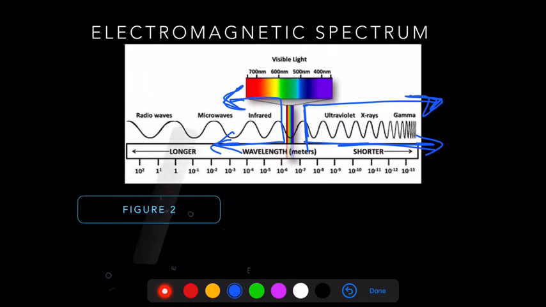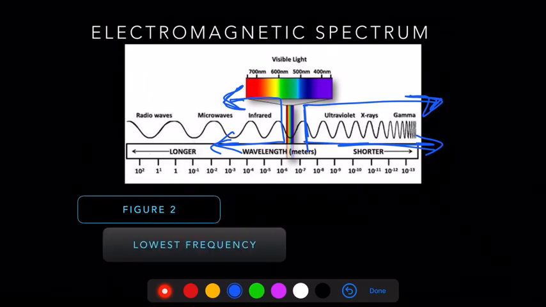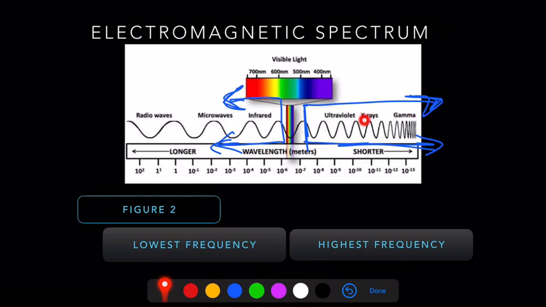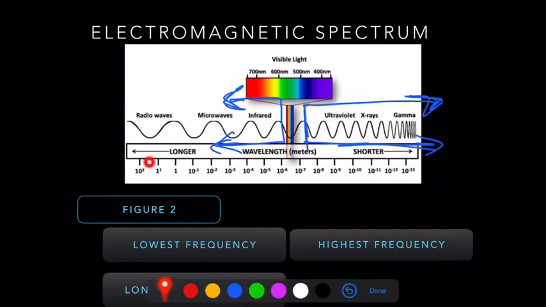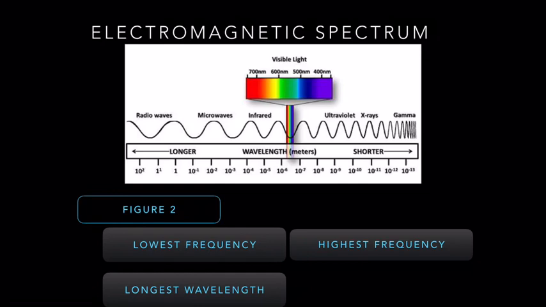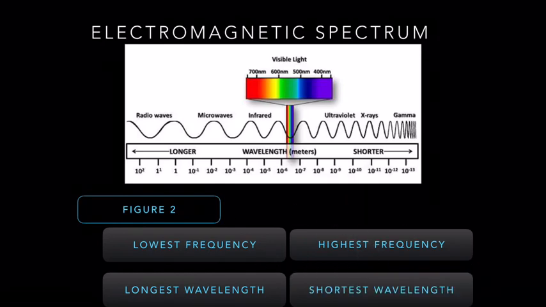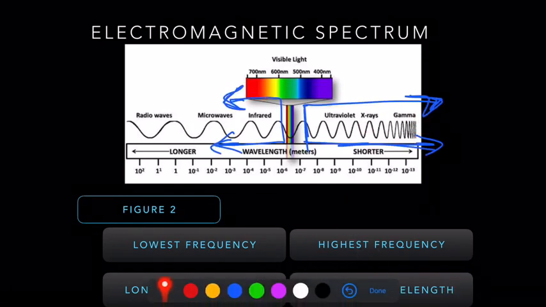So, important: the lowest frequency will be right here and the highest frequency on this side. The longest wavelength on this side and the shortest wavelength on this side. Let's remember what a wavelength is, from crest to crest or trough to trough.